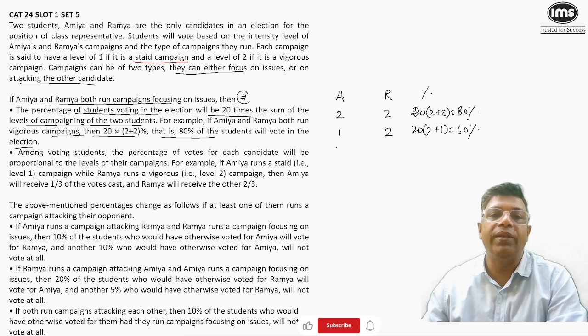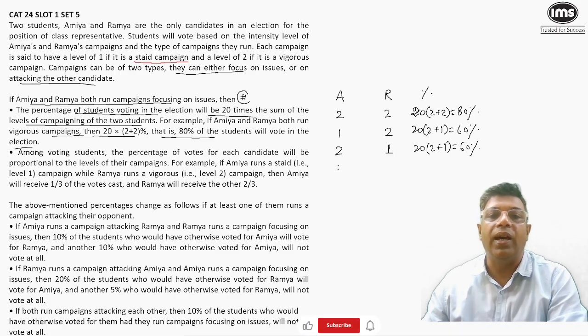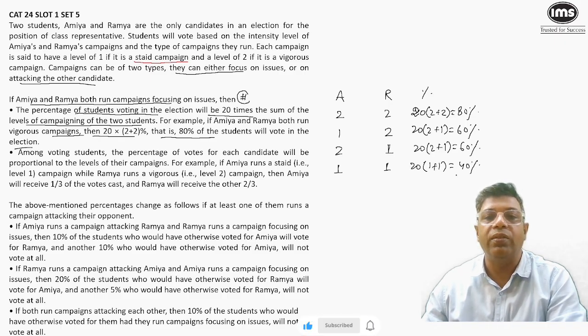And it could be the other way around. Amya is running vigorous and Ramya is running a stake campaign, then again the voting percentage will be 60%. In the last scenario, both of them are running a stake campaign, and in that case the overall voting will be 40%.